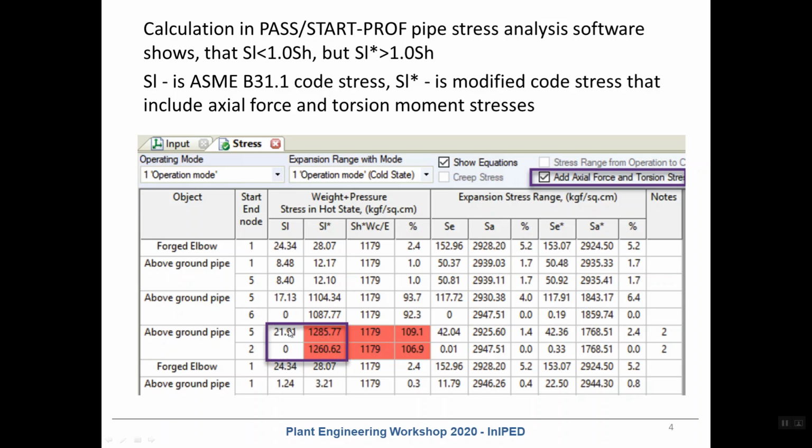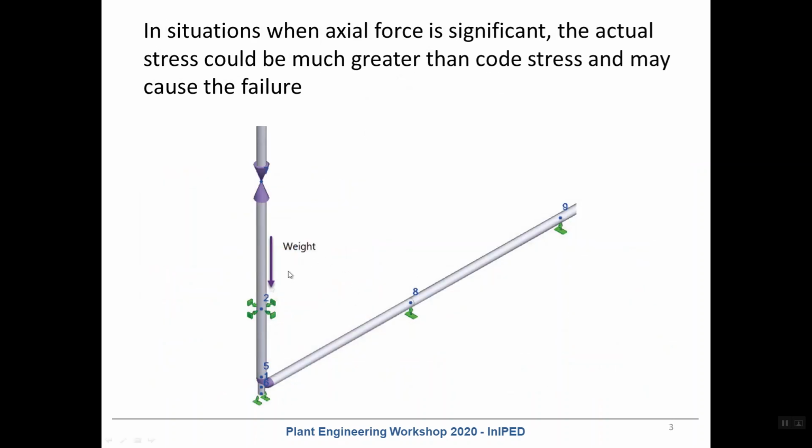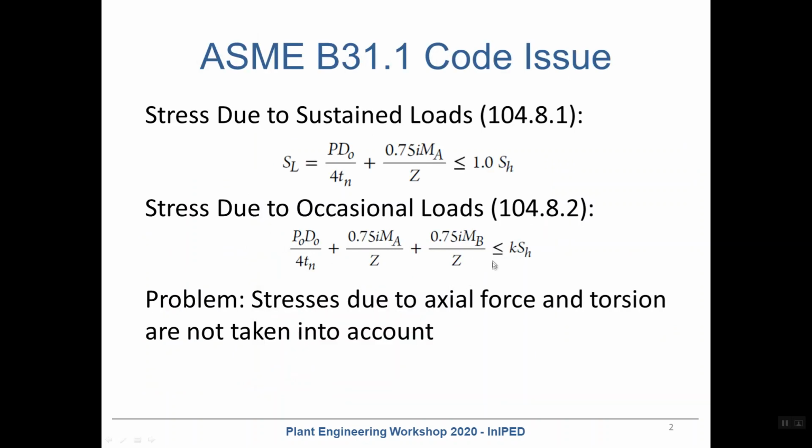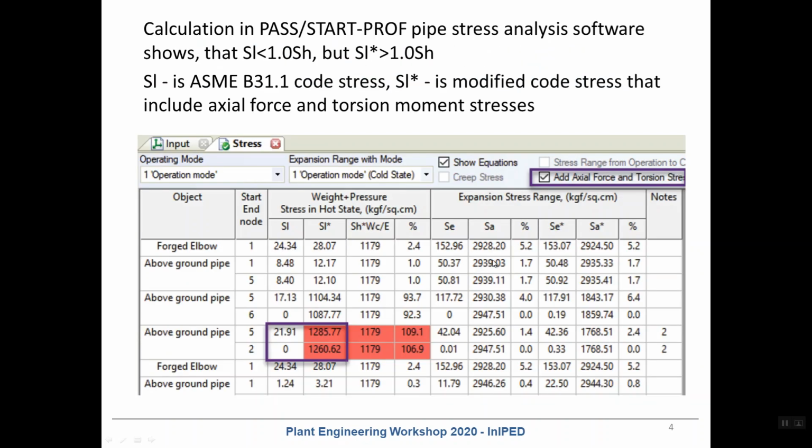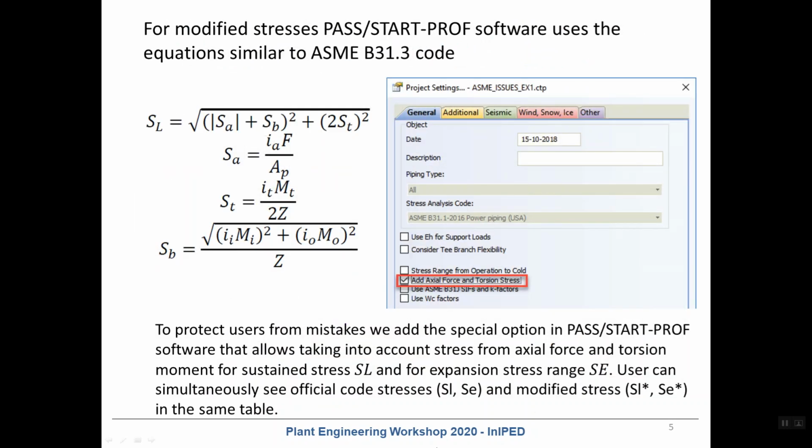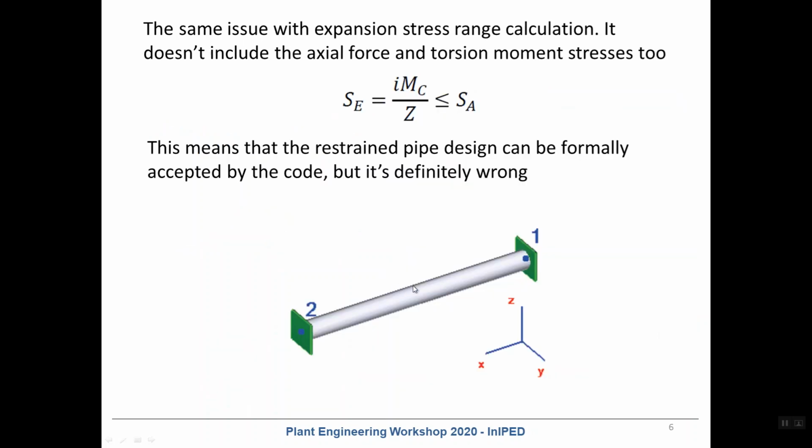If we don't take into account the axial force, the stress will be very low, but if we take into account the axial force, the stress will become greater than allowable. So in a real system we will have a failure here, but according to the code it's okay and you will not see any problem. Another issue has the same reason, but it's related to the expansion range stress.